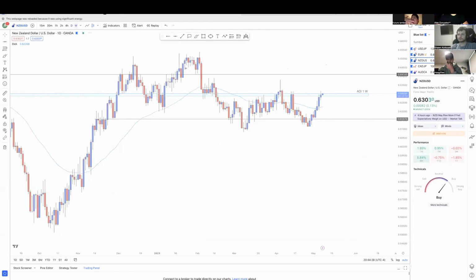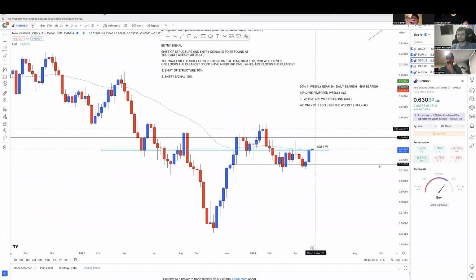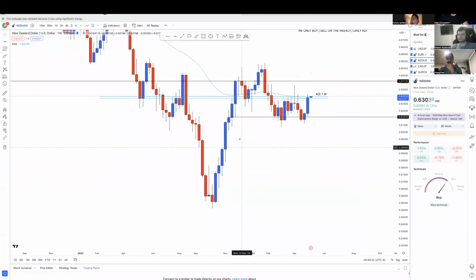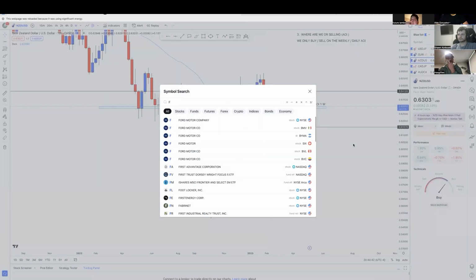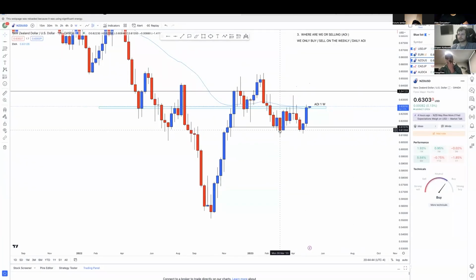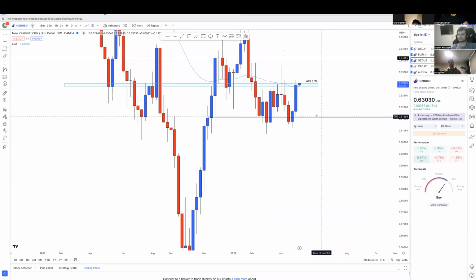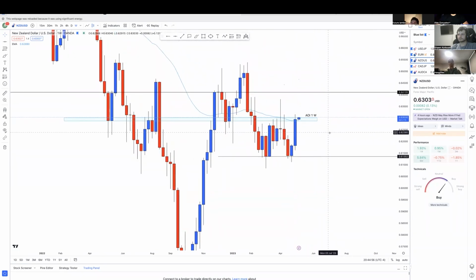NZD USD. NZD USD, we are currently, let me see. I mean, it's a little tricky, not gonna lie, because this would be the lower high. This would be the lower low. That wouldn't count the structure. So yeah, I would still consider this bearish. Let me see. Yeah, because it hasn't body closed. So this weekly time frame is still bearish.